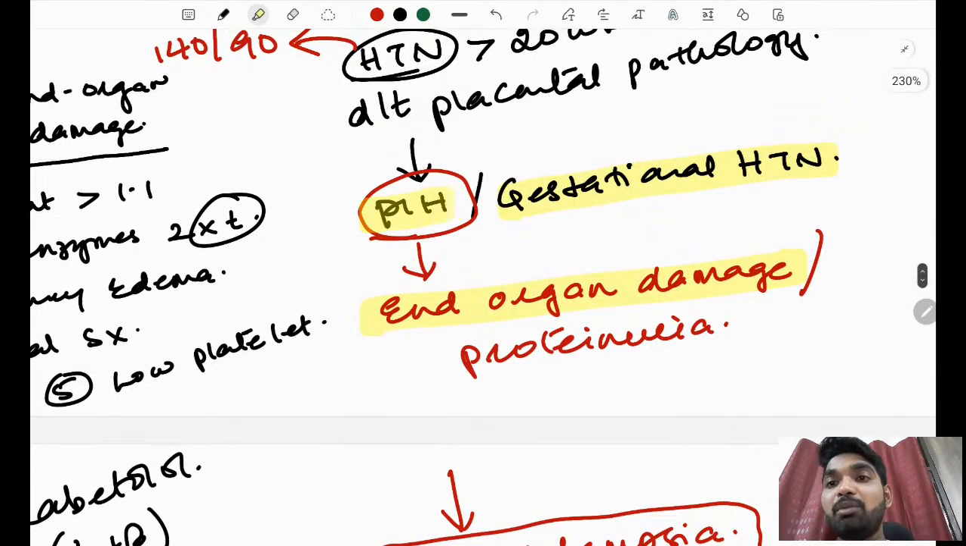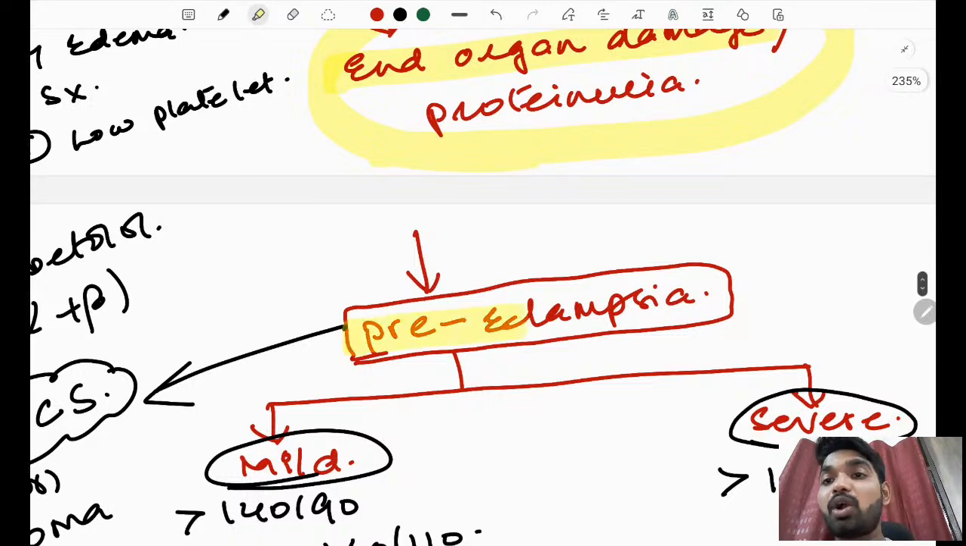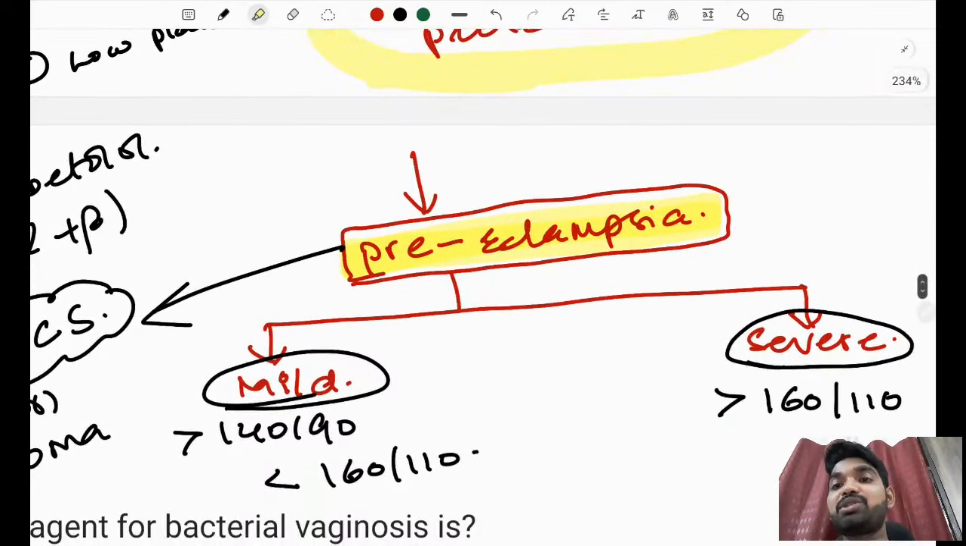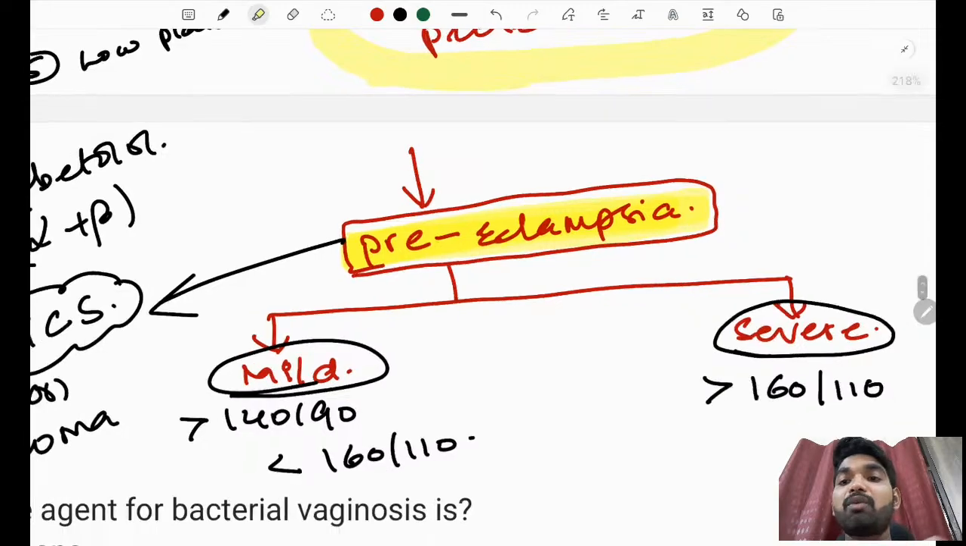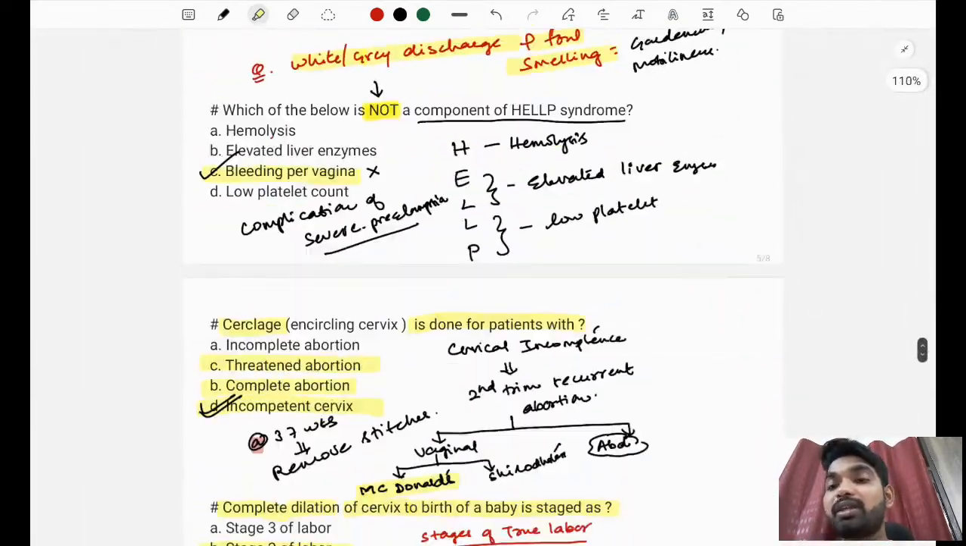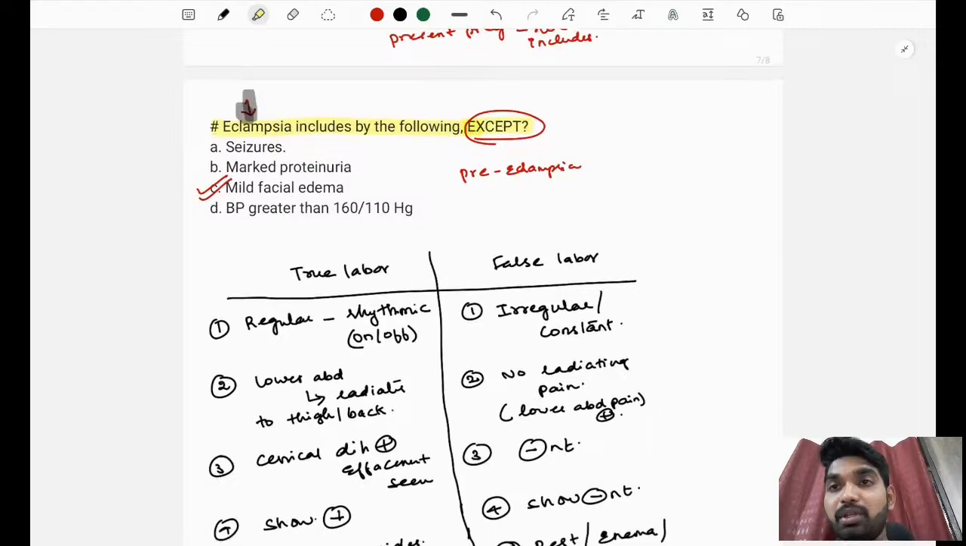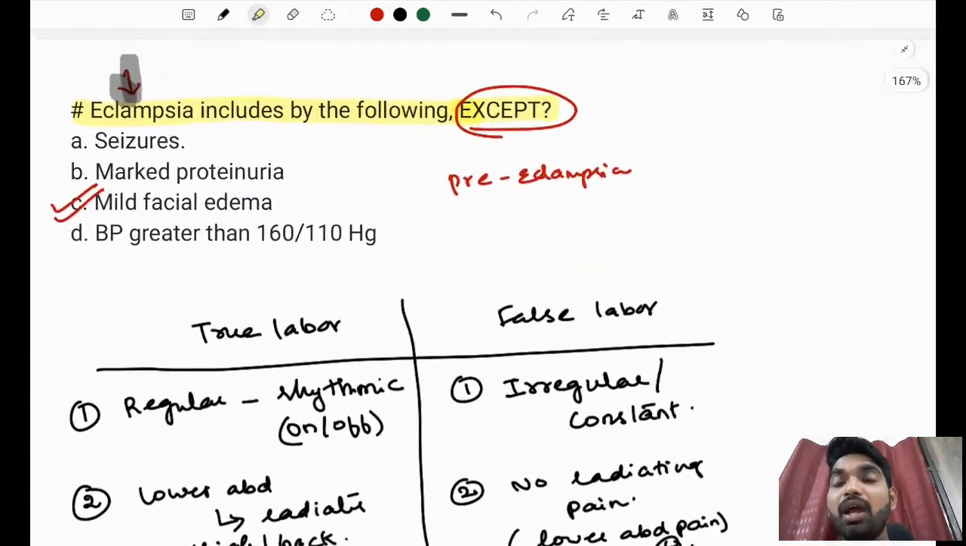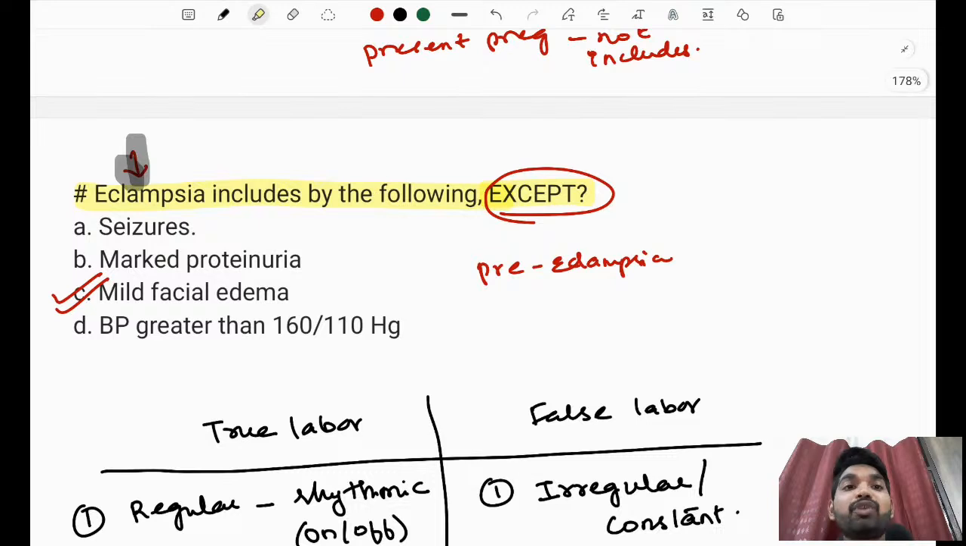Once you see end organ damage or proteinuria in a PIH case, it is called pre-eclampsia. Now you are no more going to call it gestational hypertension. And in the same pre-eclampsia case, if she throws seizures, it becomes eclampsia. I've already told you, right? No confusions. All right, coming to the present topic. PIH with severe features, that is end organ damage and proteinuria, you call it pre-eclampsia. In the same pre-eclampsia client, if she throws seizures, you are going to call it eclampsia, right?